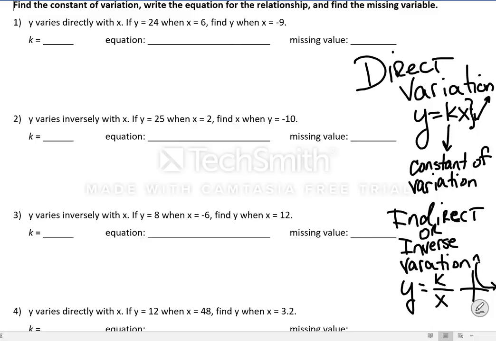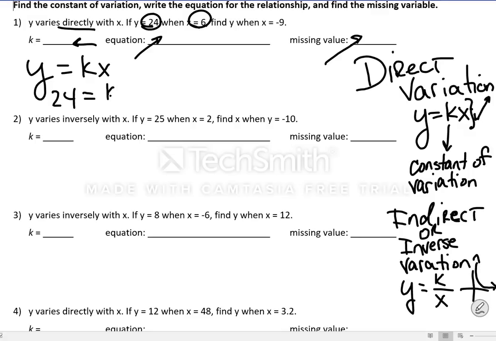Now, what I want to do for questions 1, 2, 3, and 4 is use these equations, y equals k over x and y equals kx, to identify the k, which is the constant. I want to write the equation, and then find the missing value. So if y varies directly with x, my equation starts off like this, y equals kx. I'll take the numbers: if y is equal to 24 and x is equal to 6, I solve for k by dividing, and k is equal to 4. That was easy.